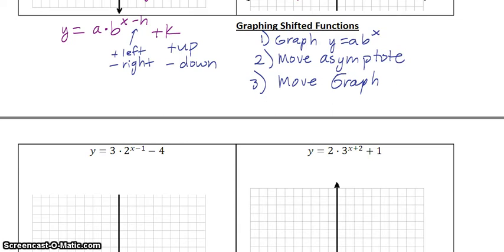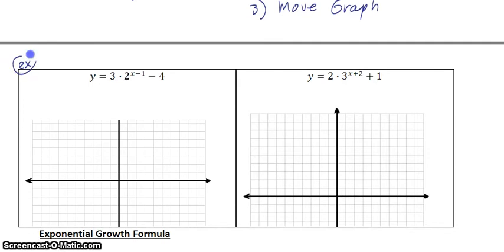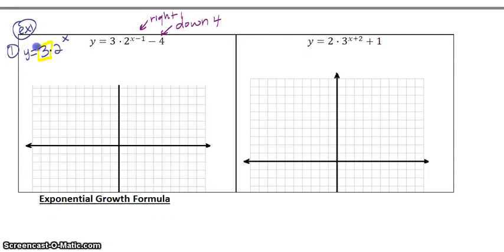All right, so here are 2 examples of shifting your graphs. First of all, let's identify what the shift is. When I look at this, I see a minus sign in the power, so I'm thinking right 1, and then I see a minus sign outside, so I'm thinking down 4. And here's what I meant by graph the regular one. I'm going to first graph y equals 3 times 2 to the x, so no shift. And remember, think y-intercept, so my y-intercept is at 3.